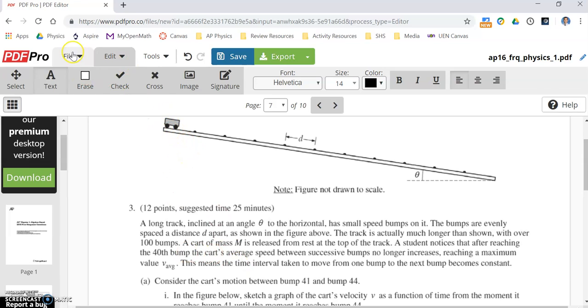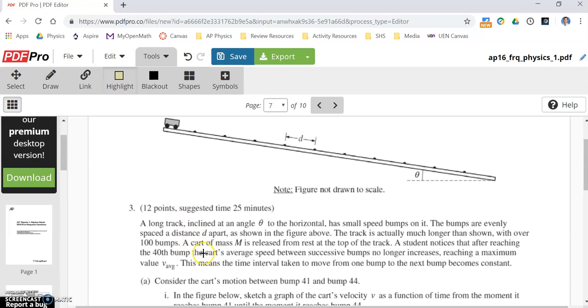And here's the really important part. Let's highlight this. So it looks like the cart's average speed between successive bumps no longer increases. I'm highlighting that because that looks like a pretty important detail. Everything else is just kind of describing the diagram. But this right here is something we want to know. The average speed between each successive bump is not increasing. So it's reaching this maximum value right here, this average speed. So the time between each bump should be the same.